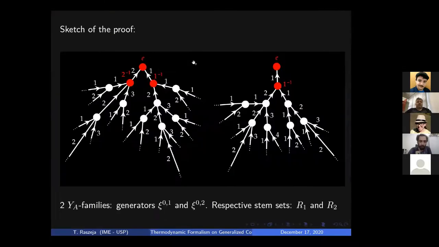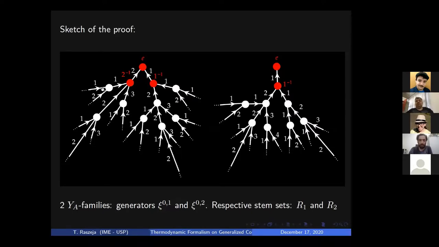So basically, you have these two families. If you count how many configurations here of stem of length n for some n, you also can count here. So this is why I ask your attention in fact. And I call this one C01 and this C02. And the respective stem sets are R1, R2. So basically for each YA family, we can see these as finite words.